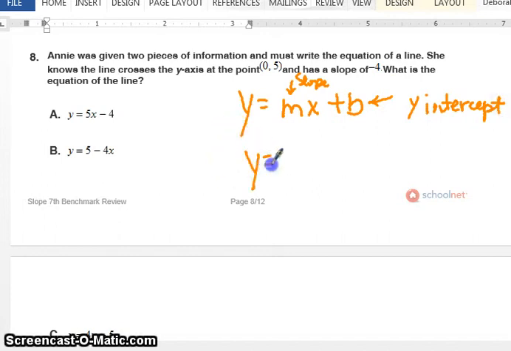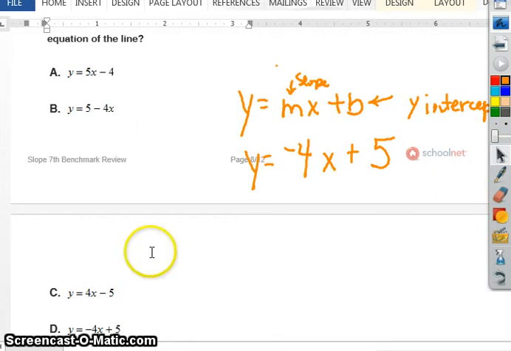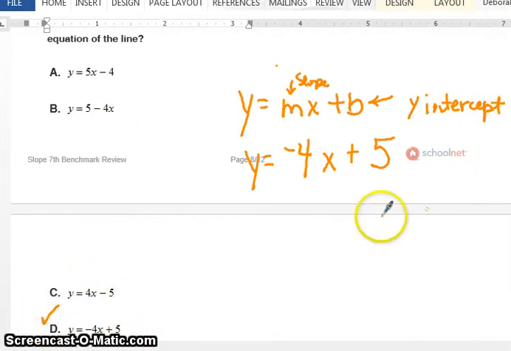So y and x stay there. M is -4. So take out the slope, m variable, substitute -4 in for it. And then our y-intercept says that it crosses the y-axis at 5. So there it is. Now, which one matches that? I'm not seeing it yet. And it is D down here. D is the correct answer. Y equals -4x plus 5.